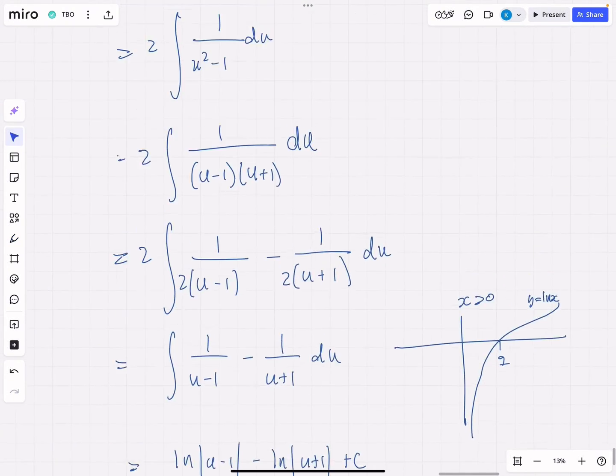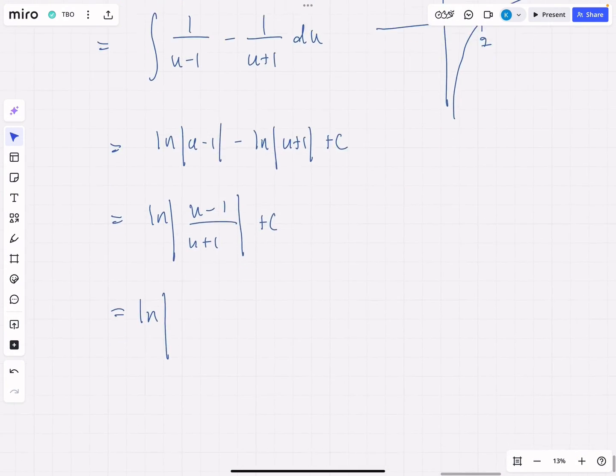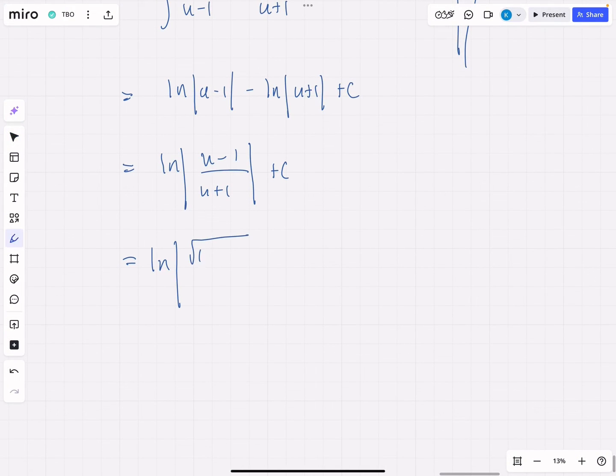And what's u? u is just going to be the square root of 1 plus sine x. So root 1 plus sine x minus 1 over root 1 plus sine x plus 1 plus our constant of integration.